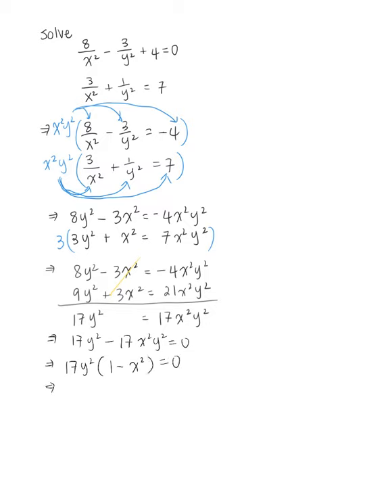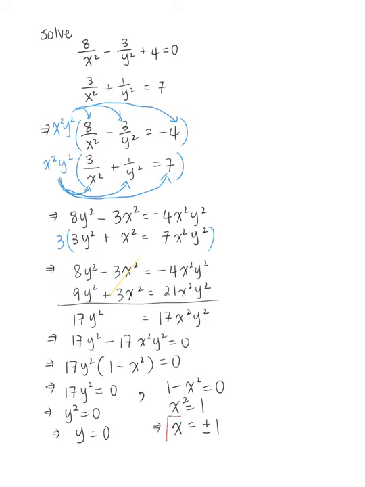Okay, so that means that either 17y squared is 0 or 1 minus x squared equals 0. So that implies that y squared is 0, which means that y is going to be 0. Now on the other one, we're going to have x squared equals 1. So that implies that x is going to be plus or minus the square root of 1, which is just plus or minus 1. So let me just box that.